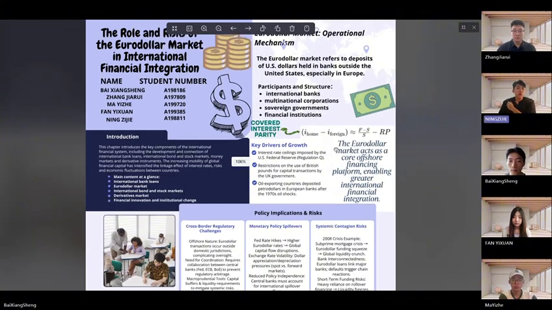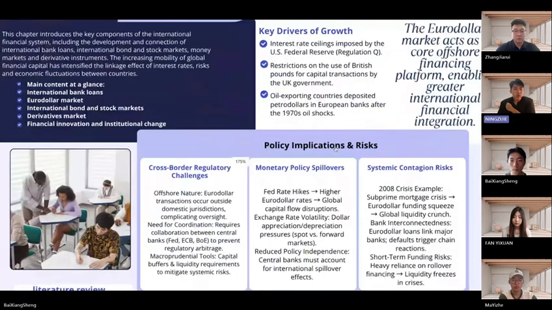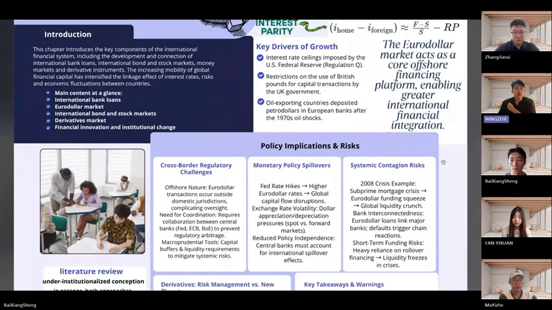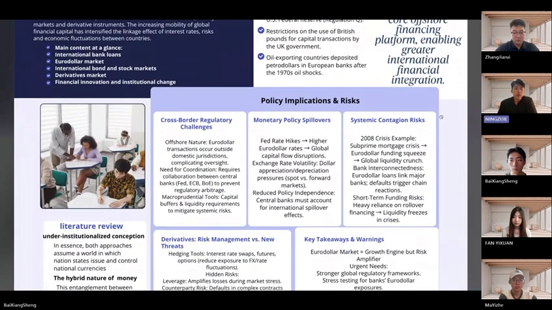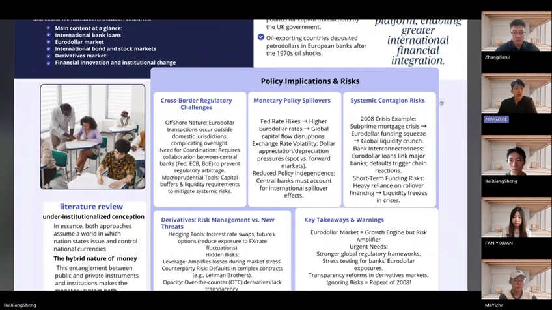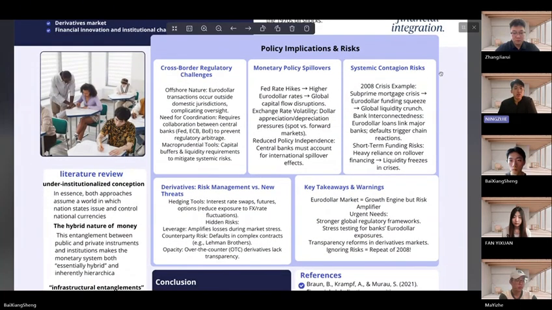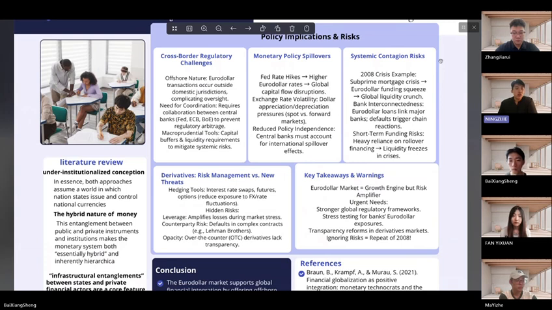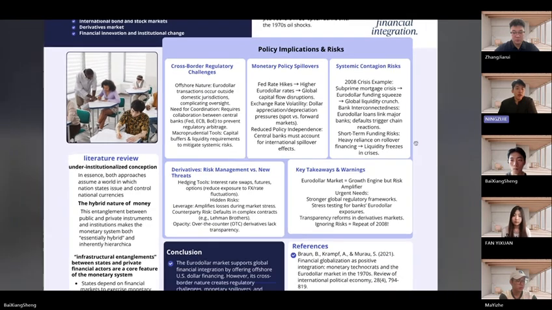This part of my work involves literature review. We summarize the three key points from the literature we examined. The first point is that Eurodollars are essentially non-institutionalized, because Eurodollars are not directly subject to the direct supervision of the US Federal Reserve System. This is to say, they are not bound by US laws.